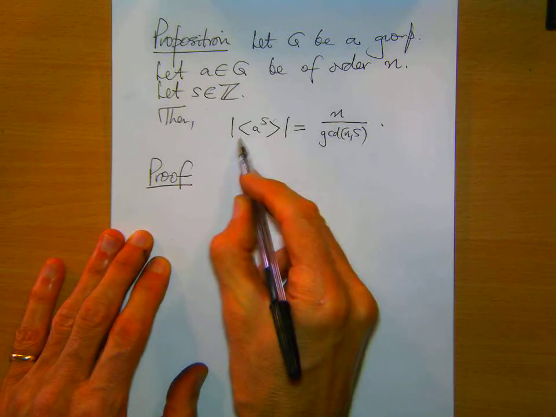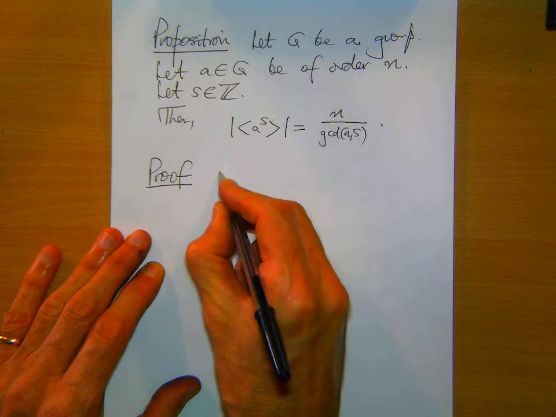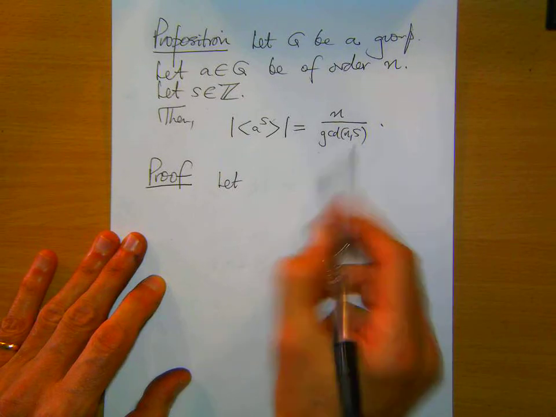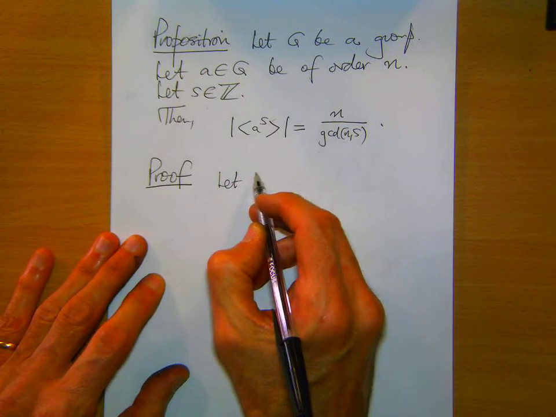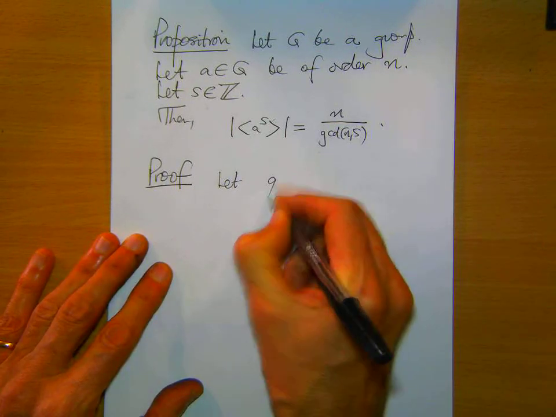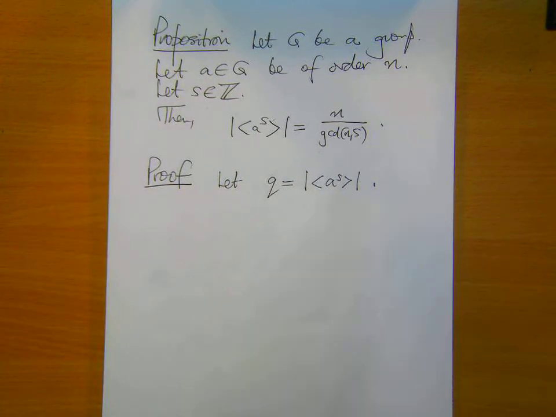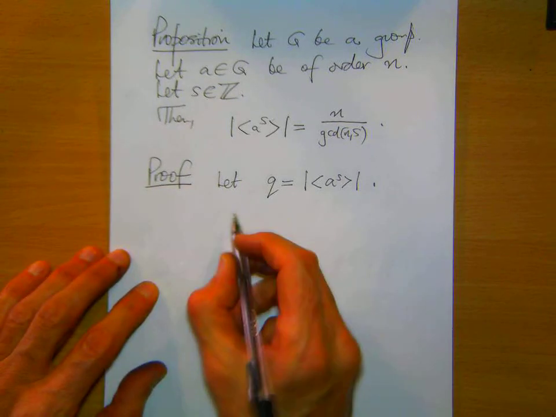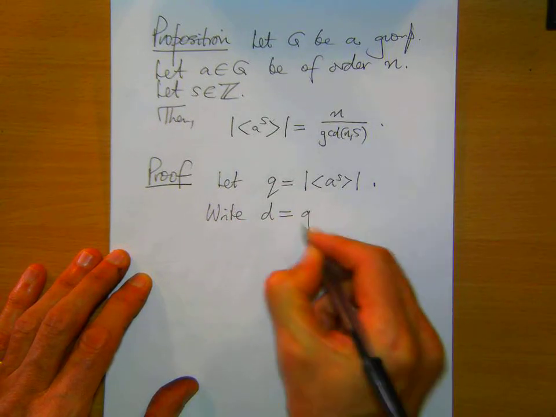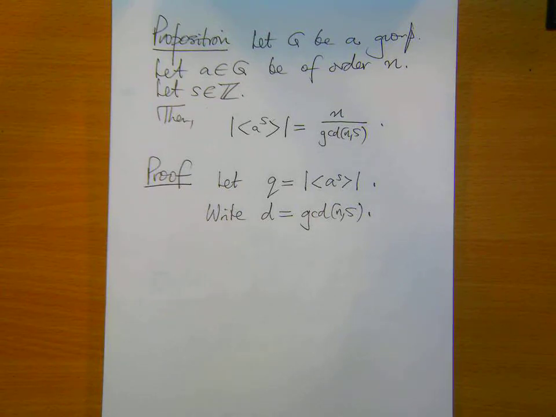So I'm trying to prove that the order of a to the s is this quantity on the right-hand side. To start with, we don't know what the order is. We're going to prove it's equal to n over the greatest common divisor of n and s. I think I've changed my m to an s, but never mind. So let's say q is the order of a to the s, and we want to show that q is equal to this right-hand side. And we'll write d to be the greatest common divisor of n and s, just for short. Okay, so we know what n and s are, so we know what d is.